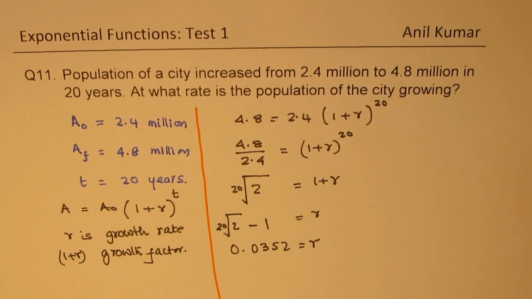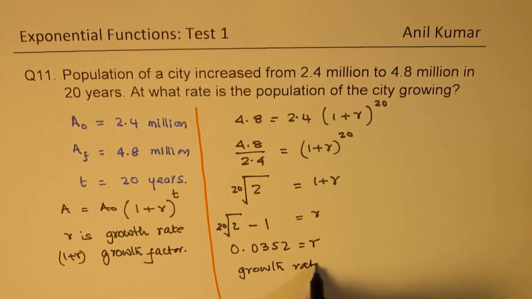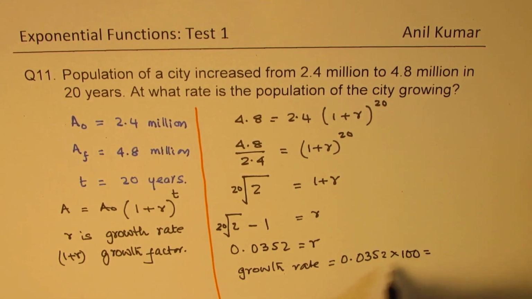So that is the growth rate. Normally it is written in percent, right? So the growth rate we could write as 0.0352 times 100, which is we can say 3.5%. Is that clear to you? So that is how we could write the growth rate. And that brings us to the end of our test paper.